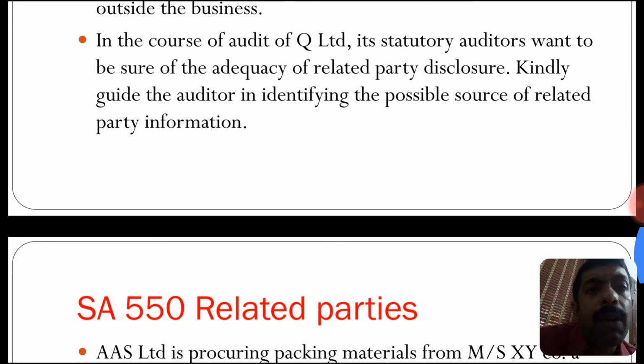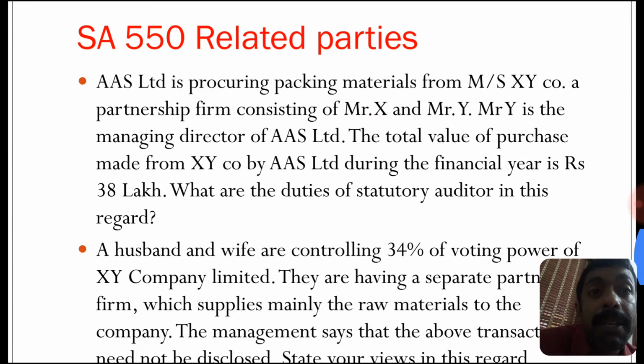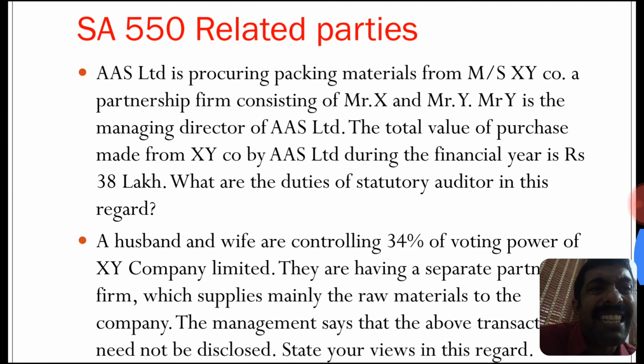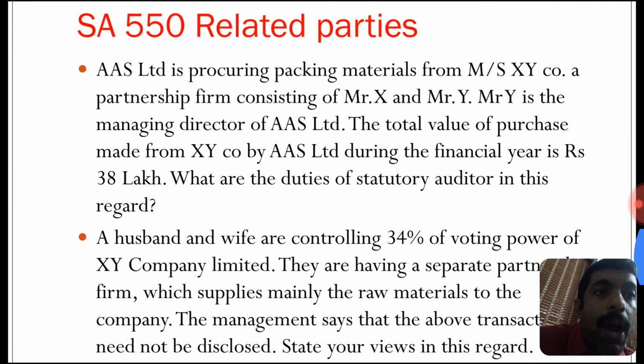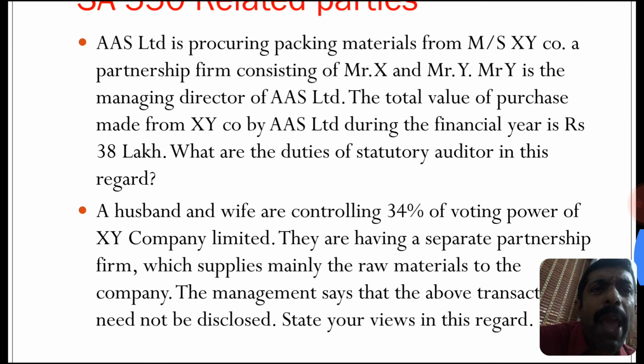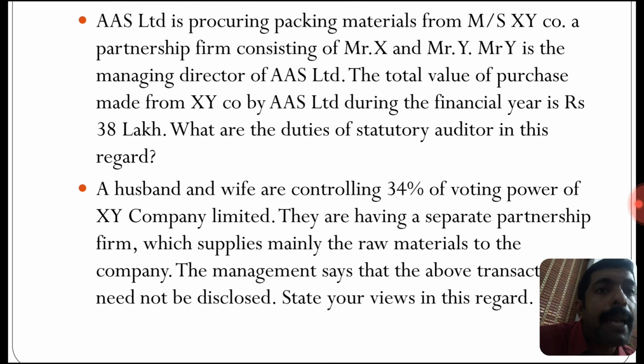Kindly guide the auditor in identifying possible sources of related party information. AAS Limited is procuring packing material from M/s XY Company, a partnership firm constituting Mr. X and Mr. Y. Mr. Y is the managing director of AAS Limited. The total value of purchase made from XY Company by AAS Limited during the financial year is rupees 38 lakh.